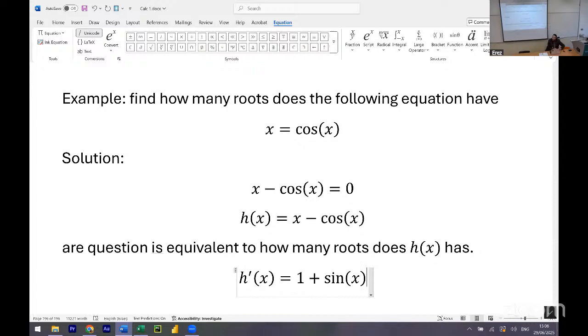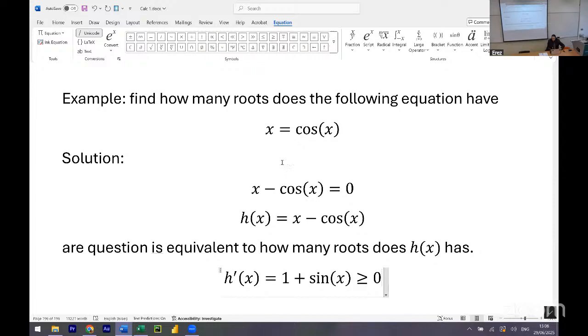We are interested in whether the derivative is positive or negative. Can you know that easily? It's never negative. Why? Because the minimum value of sine of x is minus 1.